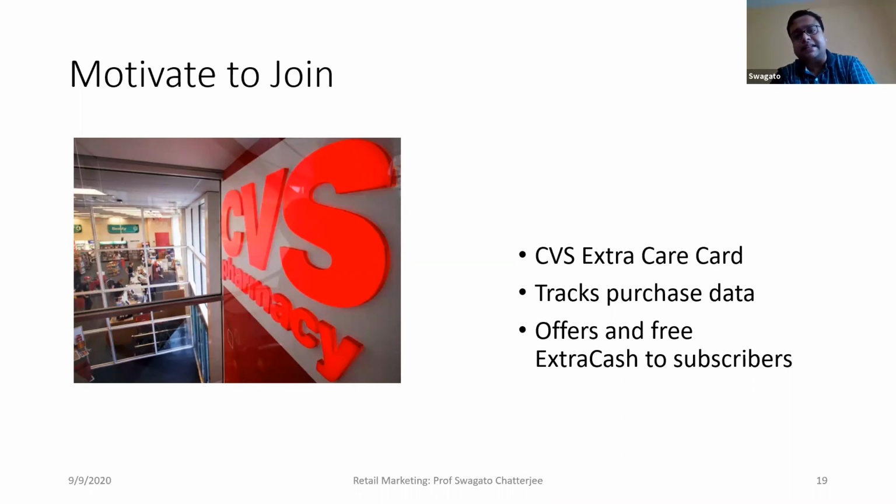So CVS has an ExtraCare card which tracks purchase data. That kind of card they have created. CVS is a pharmacy, and it offers free extra cash to subscribers. That is something that they wanted to provide. They faced this kind of problem: how to motivate customers to join the program.